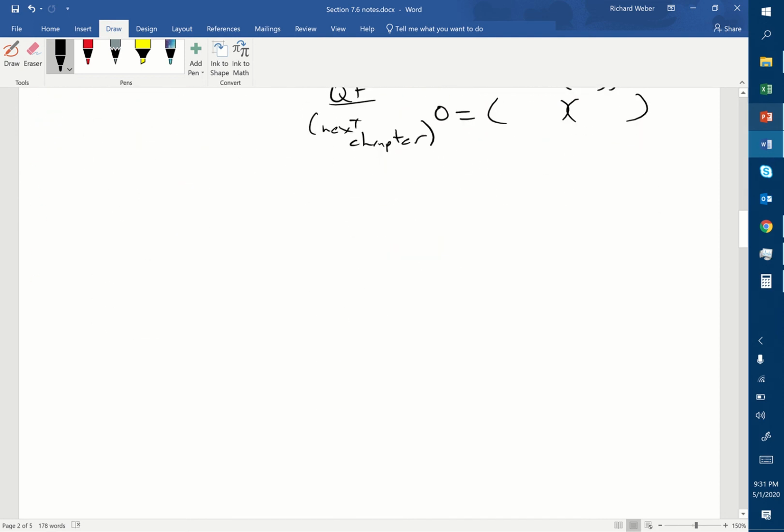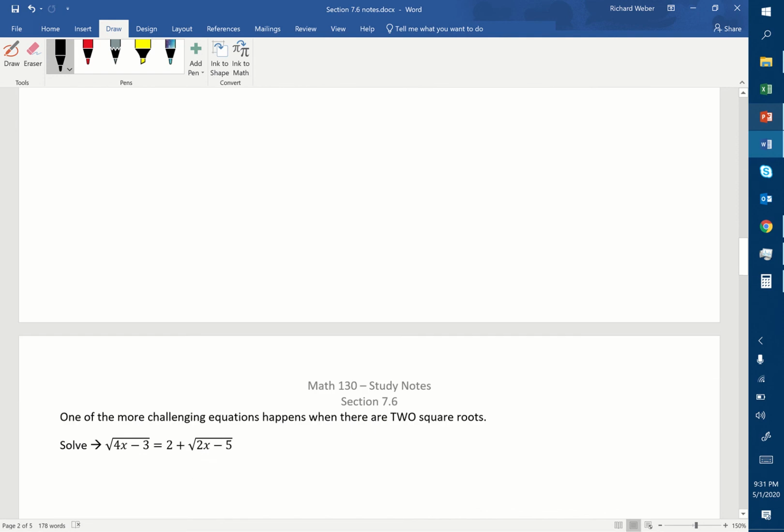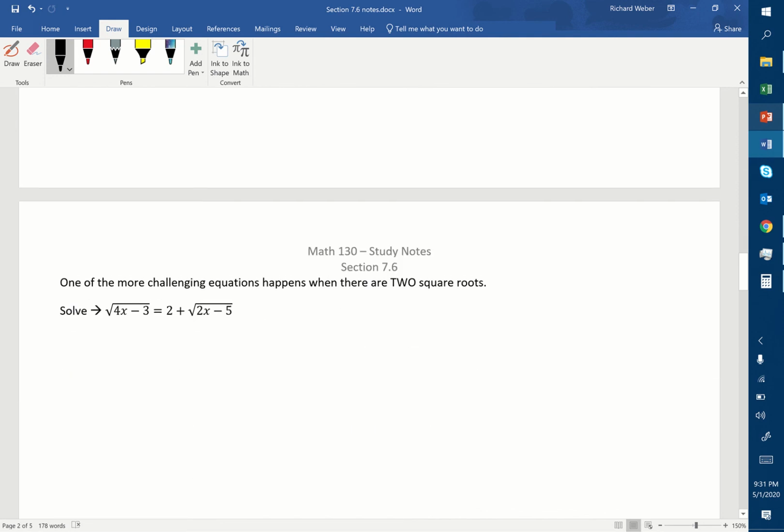So, lastly, here's another problem. And this one is pretty nasty. It's got 2 square roots. Okay, let's see if I can redeem myself with this one. Okay, so again, isolate a radical, square both sides. Except look what happens here. Okay, let me write this out again.